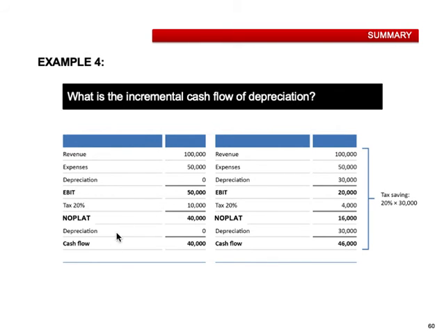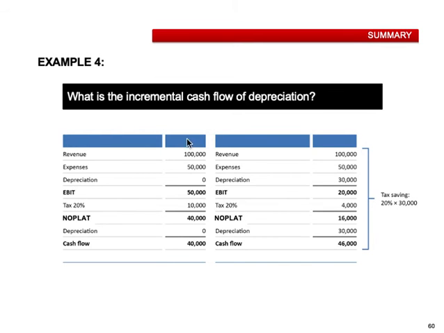Now, in table 1, this table on the left-hand side, we have a cash flow overview without any depreciation, because here you see depreciation is 0. Okay, and here also 0. Now, here we have the same organization, but then with depreciation, 30,000 over here and 30,000 over there. Now, if the question is, what is the incremental cash flow of depreciation, then the answer is 6,000. And how can we get to 6,000?